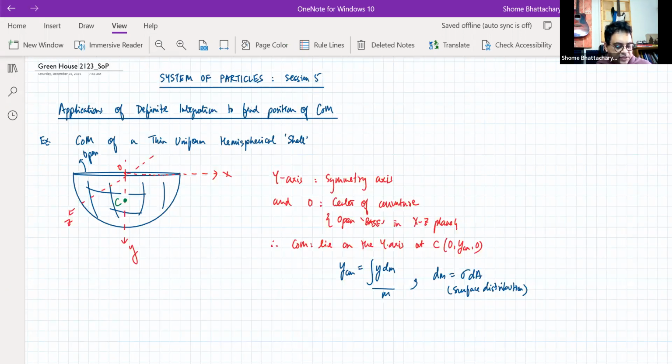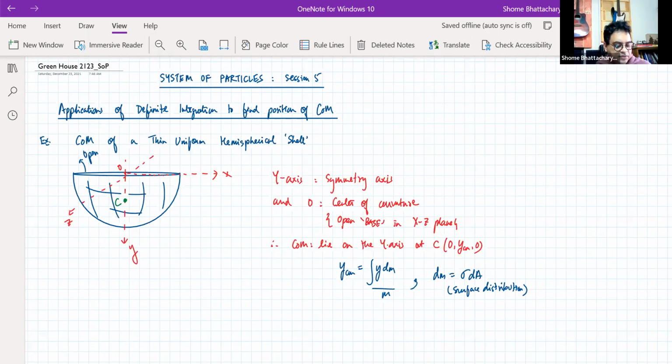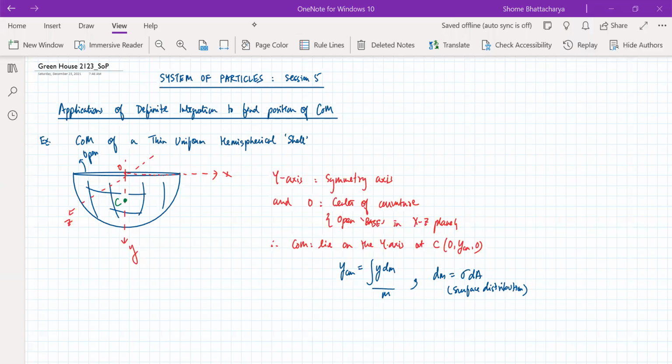How should I slice it? Sir, into rings. Yes. Okay. So I should slice it using a plane which is parallel to the XZ plane, or parallel to the base, and slice it into very thin rings. Each of those rings is a differential mass dm, and each of the rings has its own center of mass at its own center. Okay, so it's very easy to locate.